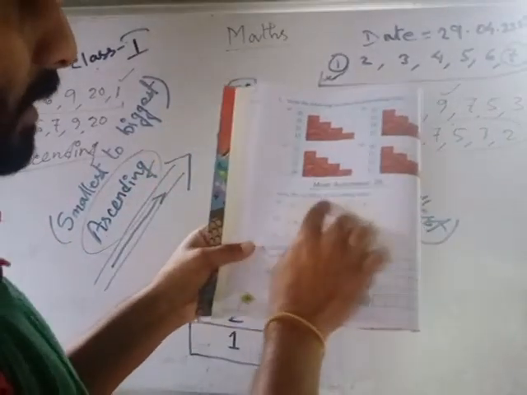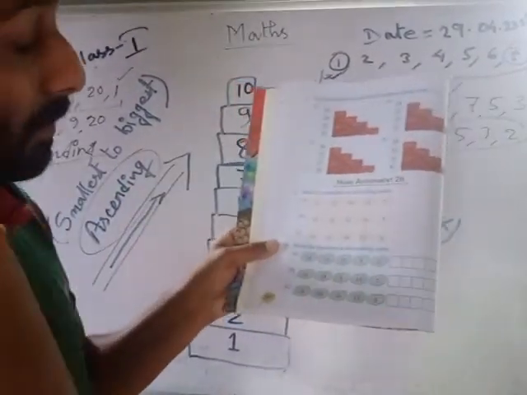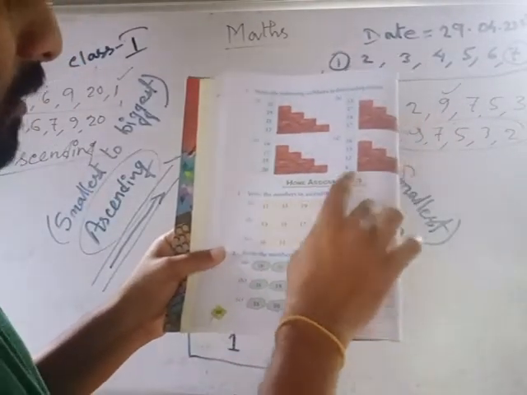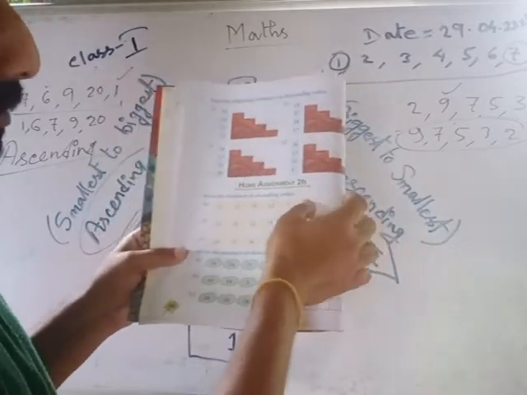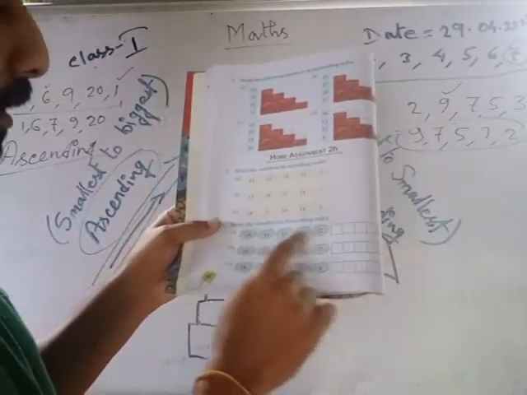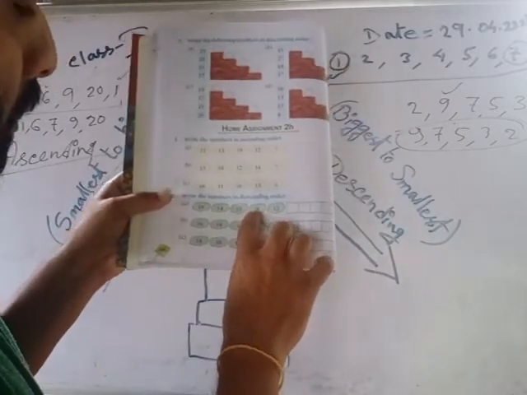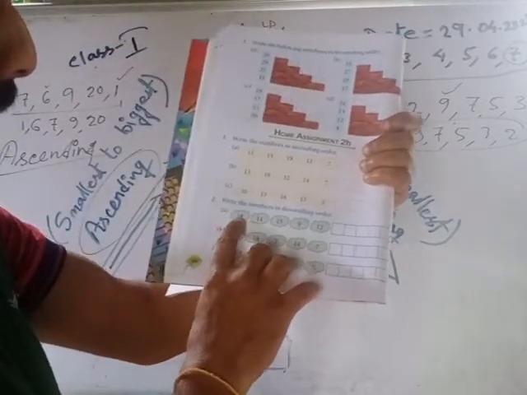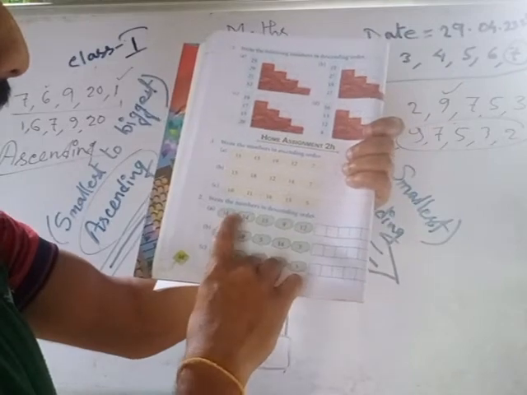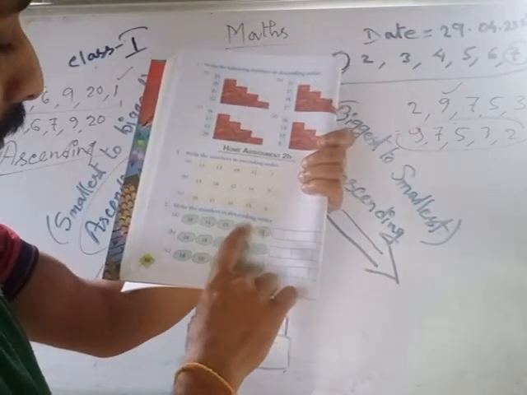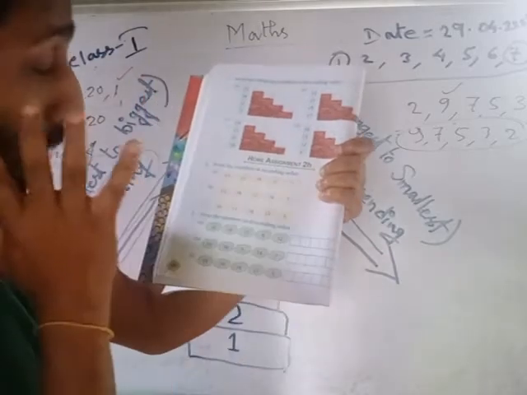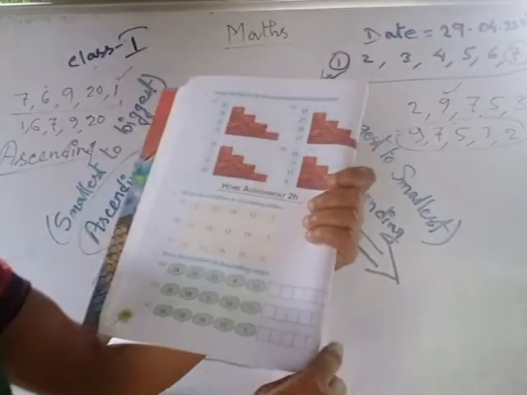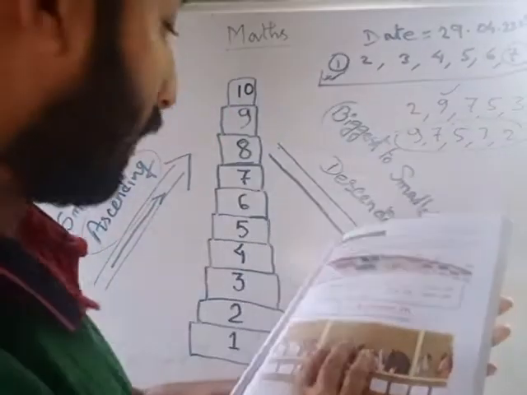Okay. Write the numbers in ascending order. That means you should arrange the numbers from smallest to biggest. Which one is the smallest? You should write that first. After that you should write the biggest number. And in descending order, that means biggest to smallest, at first you should write the biggest number 18, then 15, then 14, then 12, then at last 9. So you should look at the numbers very carefully. After that you should write them in their ascending or descending order.